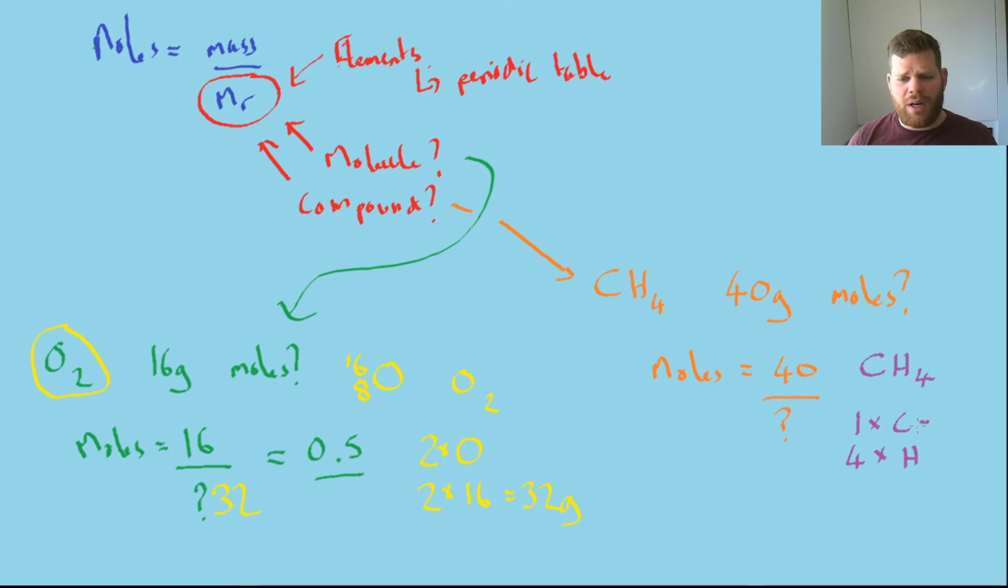If I look at carbon, we've talked about carbon already, it has a mass of 12. 1 times 12 equals 12. Hydrogen has a mass of 1, so 4 times 1 is 4. That gives me a total of 16. So when I go back to this calculation, all I'm going to do is write 16 under this part here, because my MR of methane is 16.